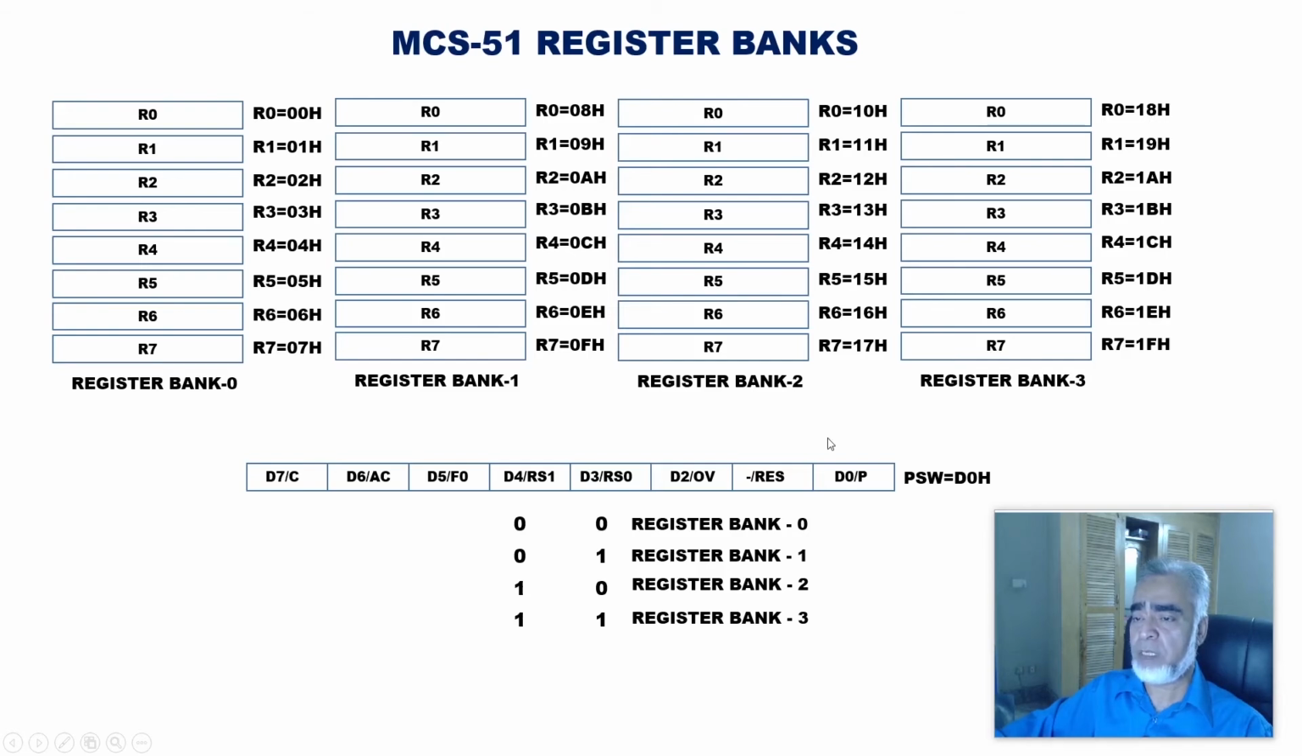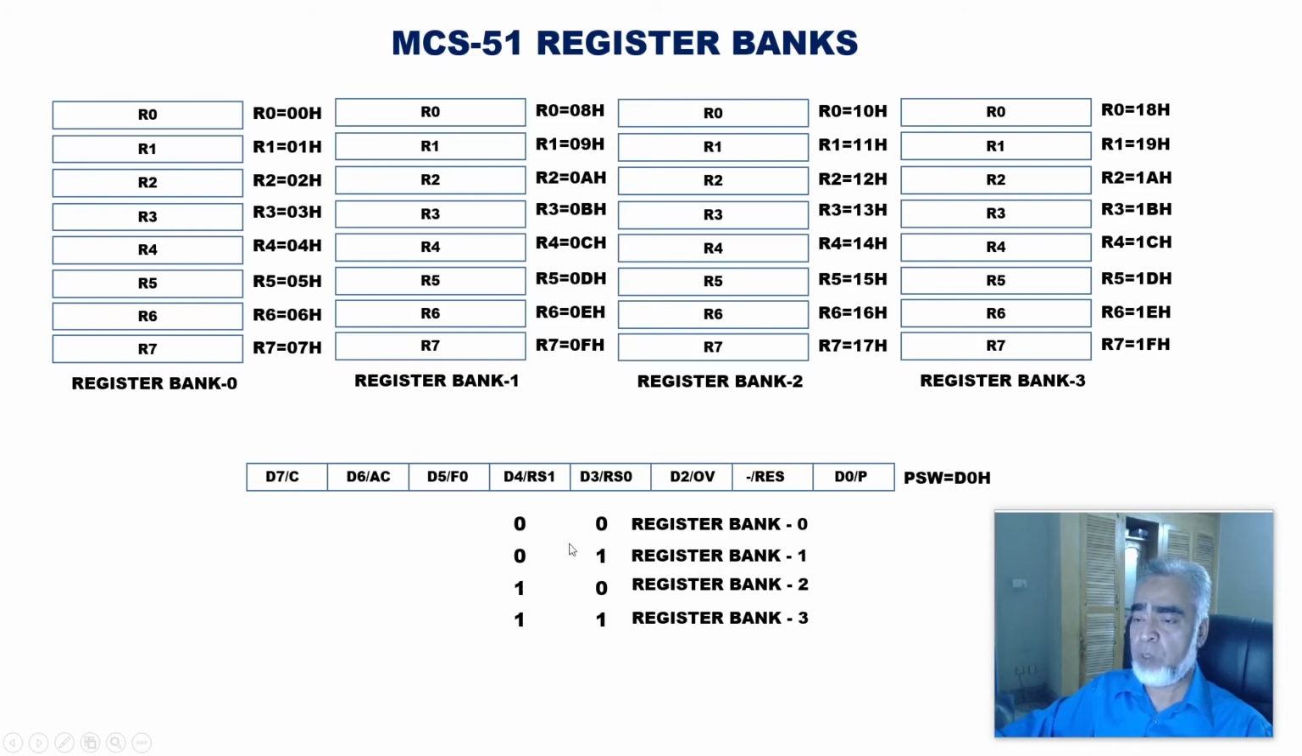So how can we select these registers in our program? We can select these registers in our program by the program status word, whose address is D0H, and here we have 2 bits, that is D3 and D4 of the program status word. If both these bits are 0, it means that bank 0 will be selected. If D3 is 1 and D4 is 0, then register bank 1 will be selected.